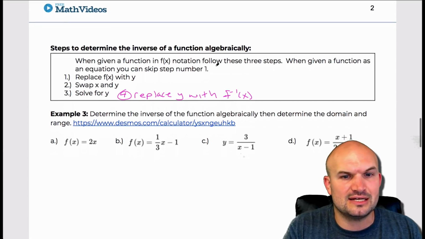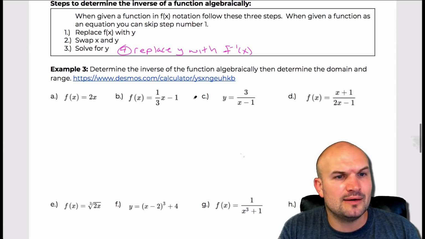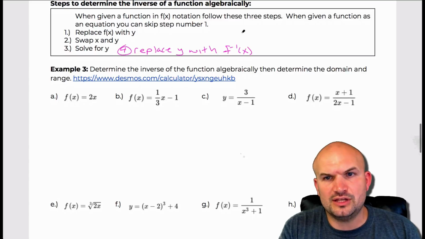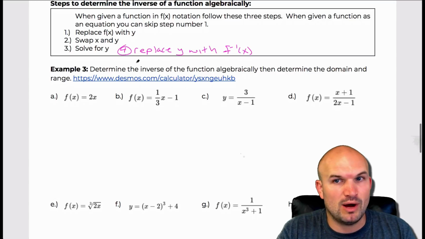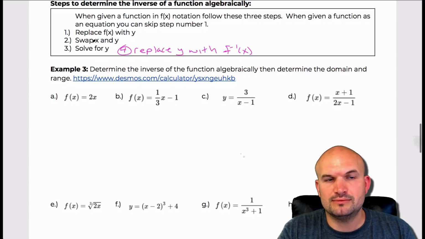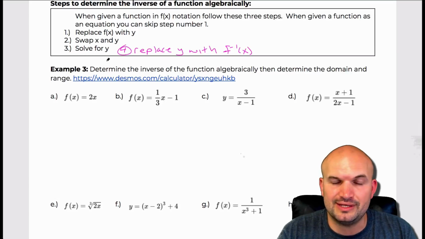And we'll go and take a look at that. I'll pick some problems so we can see that. The other thing I just wanted to mention is when you have a function that's written as an equation, like already y equals, then we can just skip number 1. Just go right into step number 2, swap the x and y's, and solve for y. So it's really as basic as that.